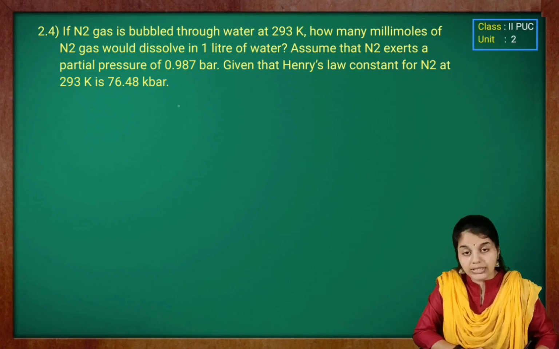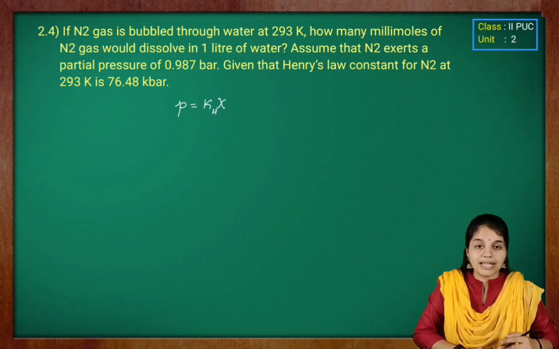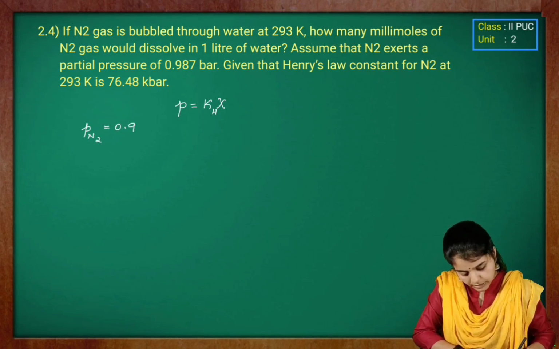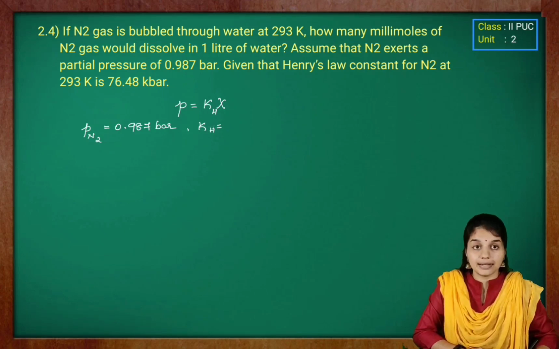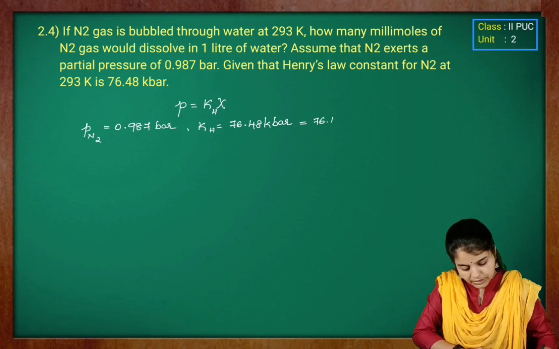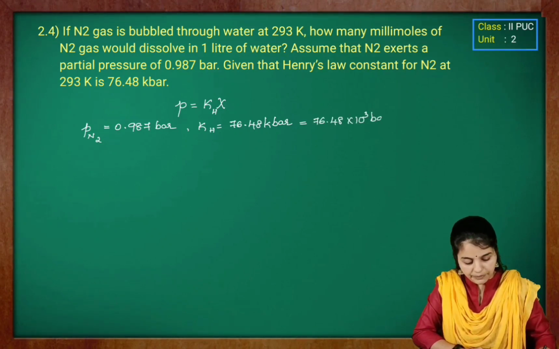So here we shall make use of Henry's law, that is the expression P is equal to KH into chi. So in order to find the number of moles, first of all we will calculate the mole fraction. Then using that we can calculate the number of moles. So they have given us partial pressure for nitrogen, 0.987 bar. Also they have given us Henry's law constant KH, and that is equal to 76.48 kilobar. So this kilo means 10 to the power 3. So this is equal to 76.48 into 10 to the power 3 bar, which is equal to 76480 bars.